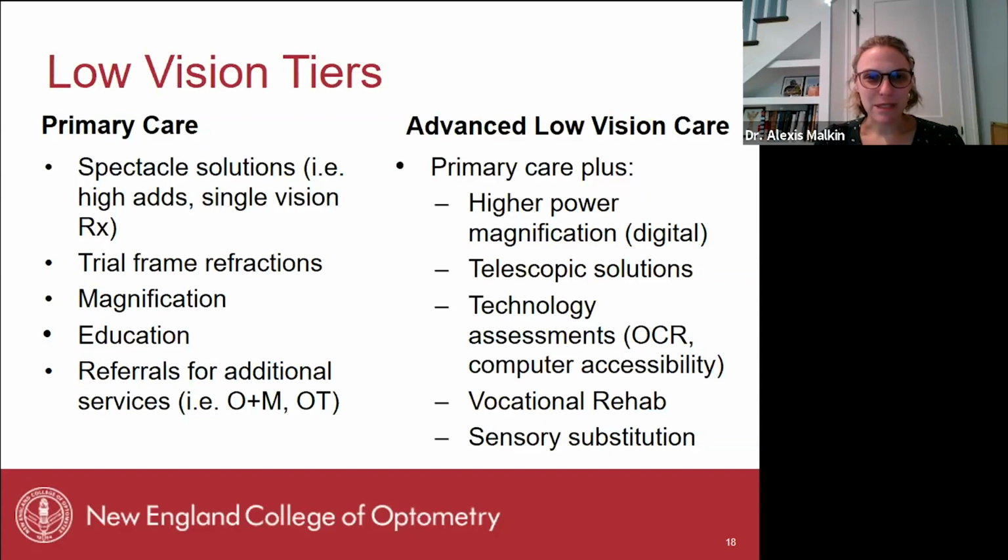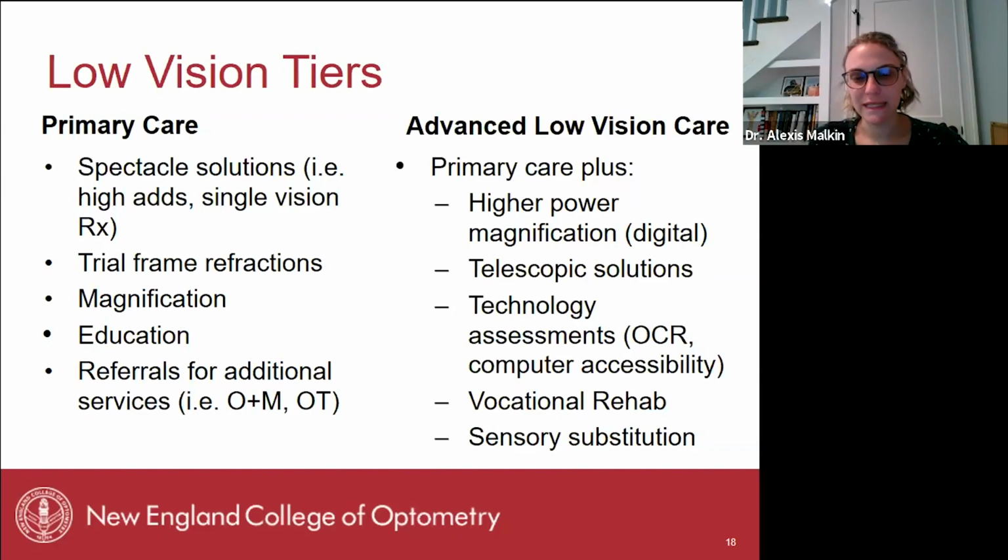So this is thinking about spectacle solutions, so assessing higher add powers. I know it may sound basic to a lot of you, but considering a switch to single vision glasses, so a higher powered reading glass than what someone might wear in their bifocal or their progressive, actually pulling out the trial frame and doing a trial frame refraction. That 20/20 or 20/25 patient with a small scotoma will really do better in a trial frame than they will in a phoropter. Early use of magnification, education about the condition, about lighting, about contrast enhancement, and referrals for those other services like mobility training or vision rehabilitation training, as many of you mentioned as services you work with.